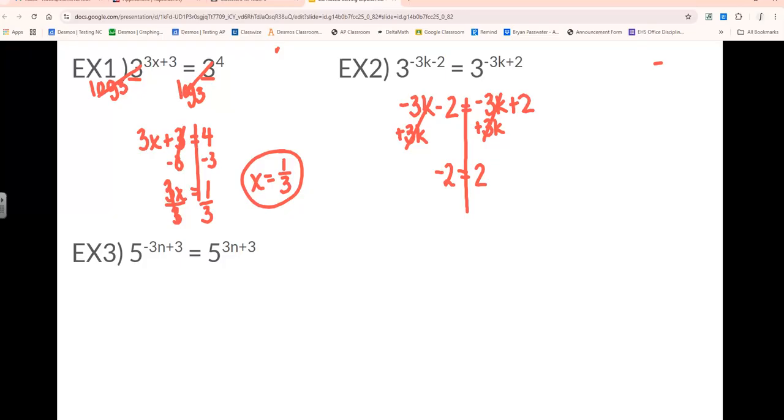And does negative 2 equal 2? That's not true, right? What do I say about this equation if I get something like this? We can't solve because there's not a variable over here in this case. If I had a k left, that's what I'd do. This is a no solution.